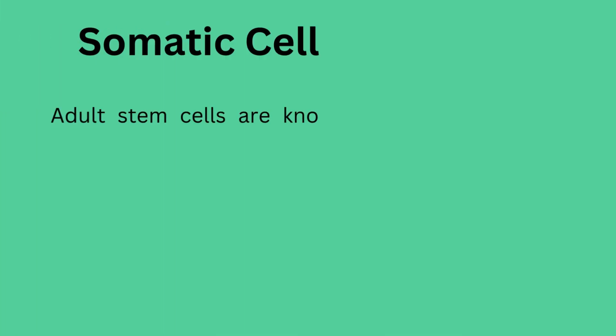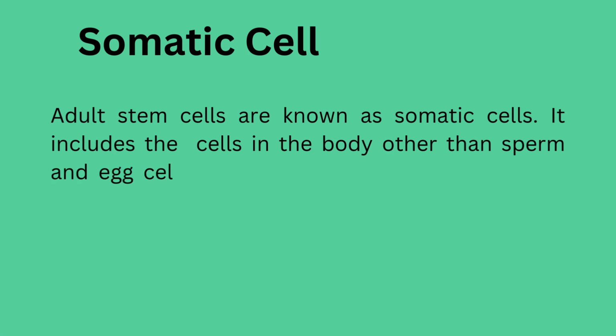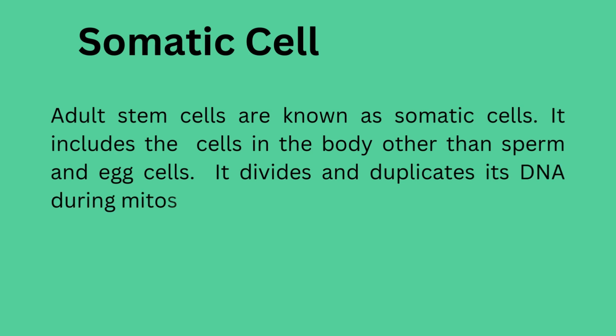The somatic cell is known as adult stem cells. It includes all types of cells in the human body except the sperm and the egg cells. It is able to divide and duplicate its DNA during the mitosis, resulting in two identical cells.